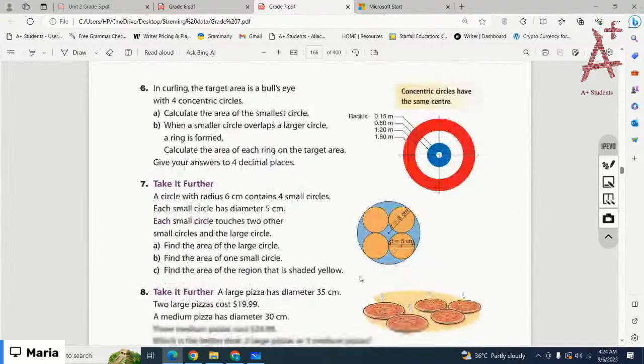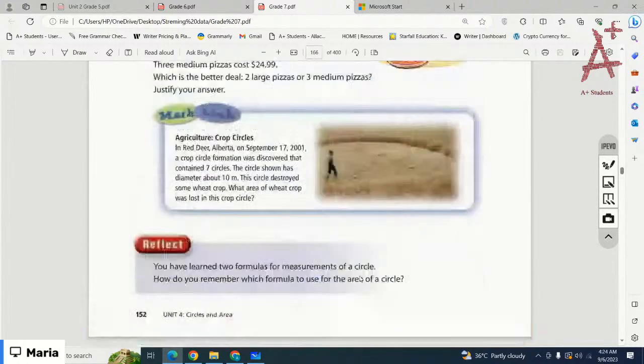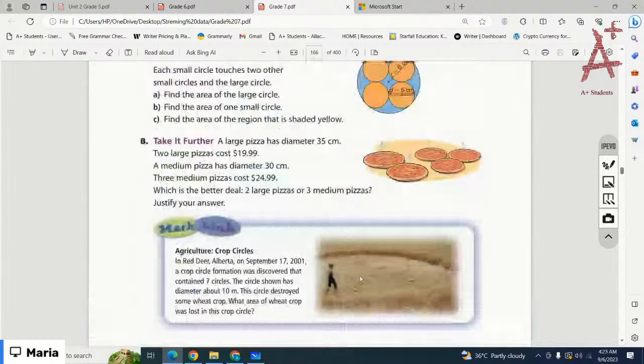Let's start with question number 8. A large pizza has diameter 35 centimeter. Two large pizzas cost $19.99. A medium pizza has diameter 30 centimeter. Three medium pizzas cost $24.99. Which is the better deal? Two large pizzas or three medium pizzas?